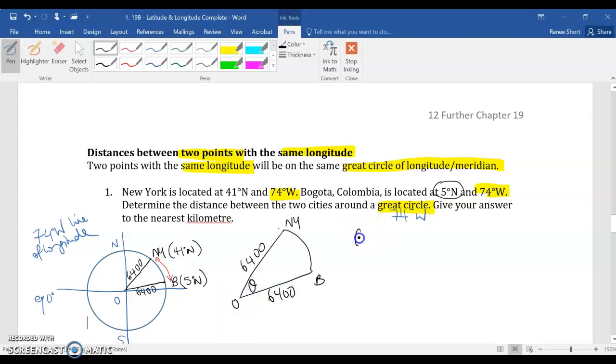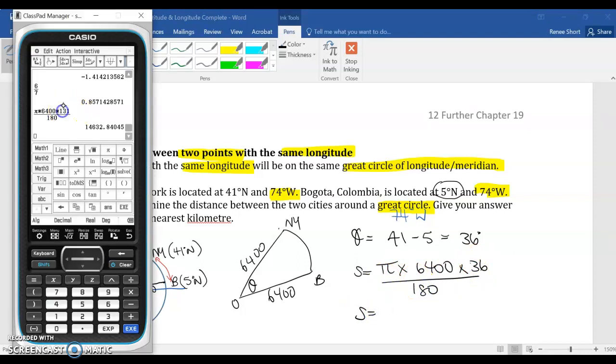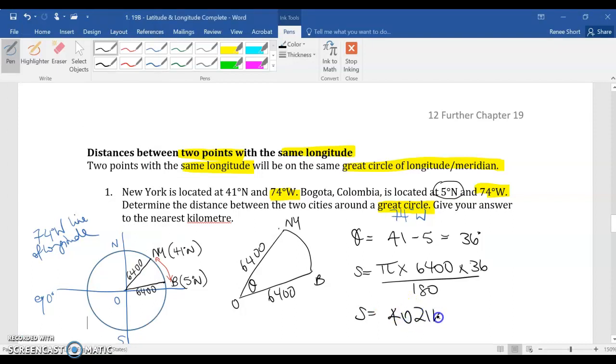Now, because they're both north, they actually have that overlap of 5 degrees. So for us to find that angle, I can do 41 degrees for New York minus the 5, which is equal to 36 degrees. And now I can take that formula for S again, so pi times 6,400 times 36 this time, all over 180. And again, if I go to my calculator, I can just change this number on the end. So I'll just change this to be 36. And to the nearest kilometre, that's 4,021 kilometres between New York and Bogota.